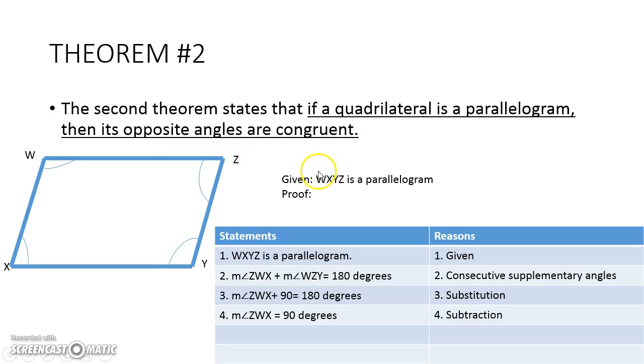Opposite angles are congruent. So the given is, of course, that WXYZ is a parallelogram itself. Then angle ZWX plus angle WZY should equal 180 degrees, like all parallelograms, and that would be consecutive supplementary angles. Angle ZWX plus 90 equals 180 degrees. You can substitute it and it's still the same thing. And so if you subtract it from this, then angle ZYX should equal 90 degrees.